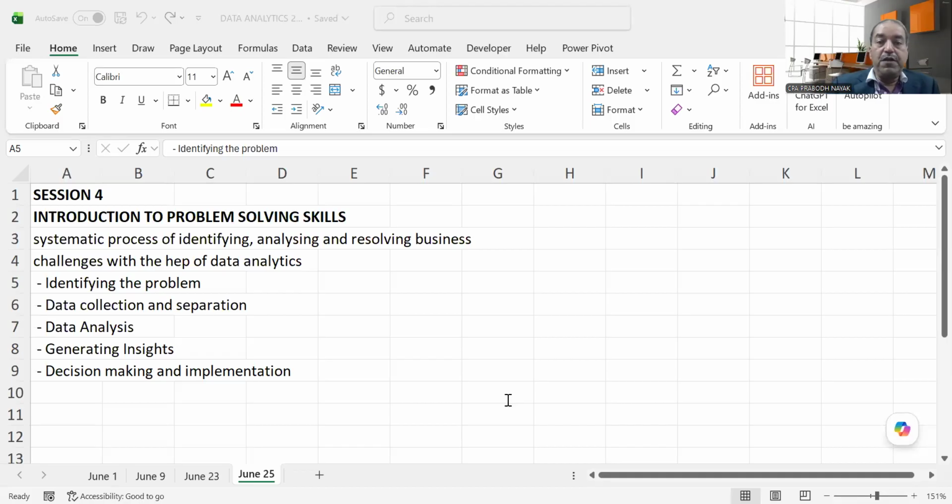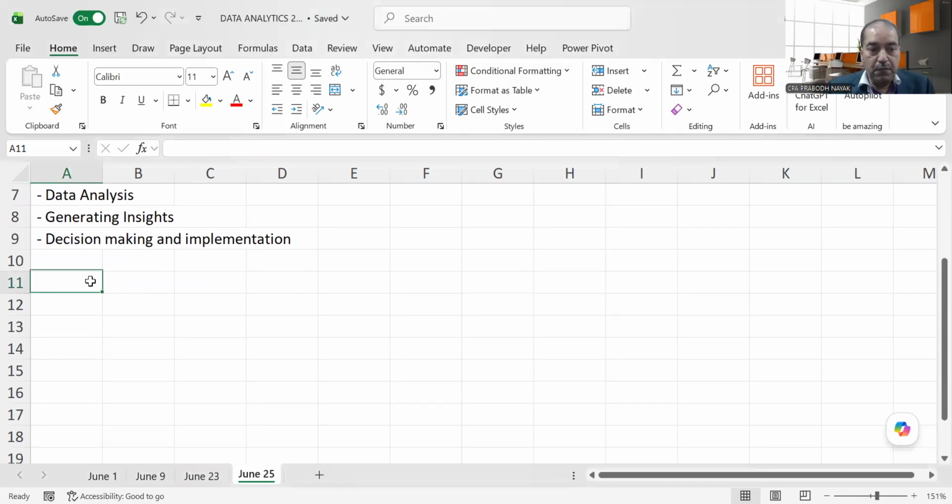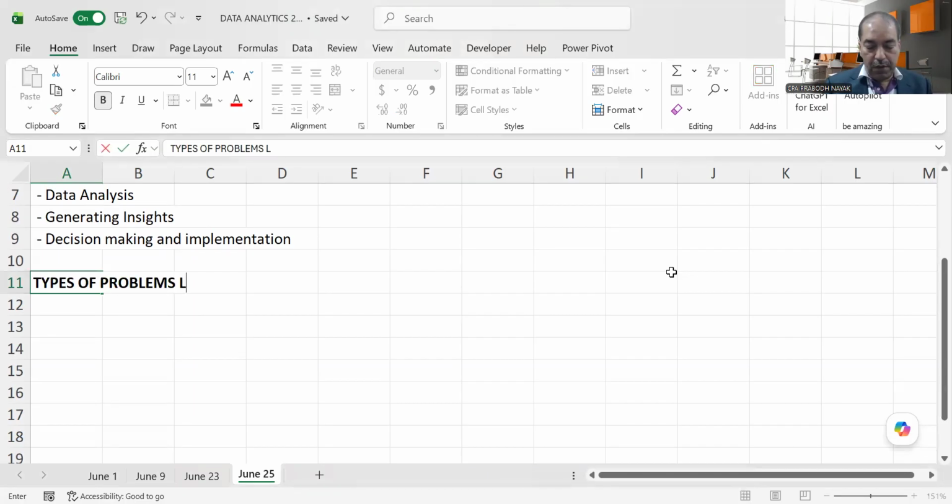Now, the question is, what are the different types of problems that are likely to be encountered by a data analyst? Can you tell me what are the different types of problems? Or mismatched data. Likely to be encountered. Yes.